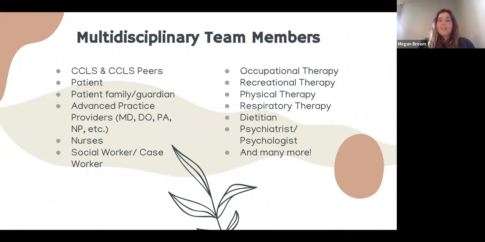The video said the patient's parents or guardians know the patient best, and obviously older patients as well. It's very important, once they can learn to communicate, that they are part of this decision-making process. Here you see as well advanced practice providers, which includes doctors, PAs, NPs, nurses, social workers, different therapists. There's a lot of different possibilities of who can be on a multidisciplinary team, and it really depends on the case and the patient and who is most needed to effectively help the patient.